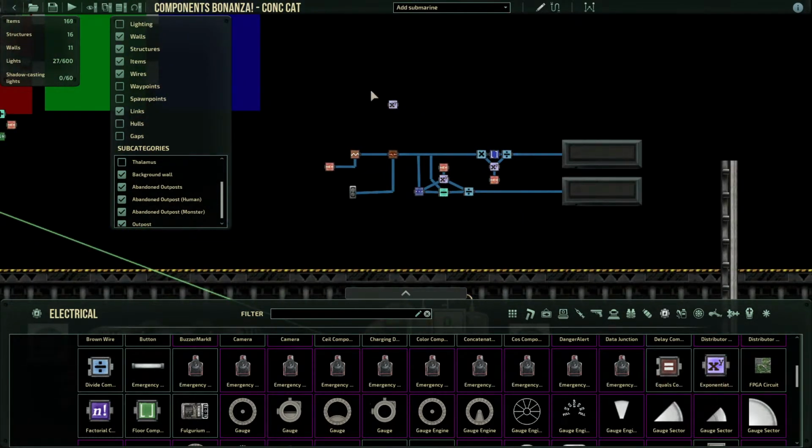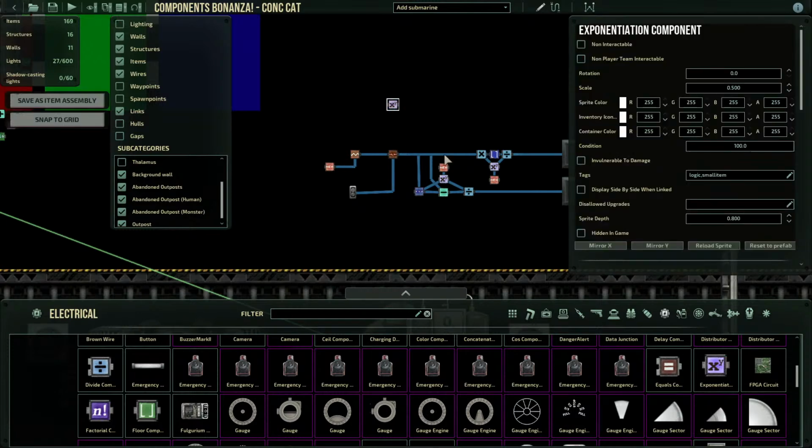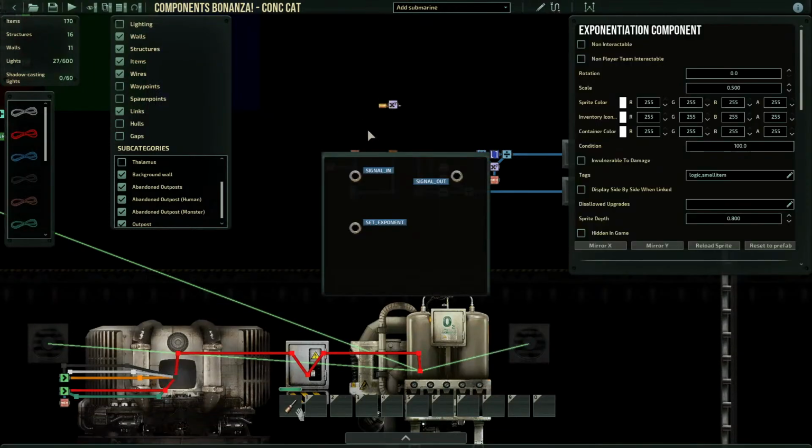Like if you put a string value into an exponent, it turns into a zero. So if you set your exponent to 2, and you put a string value into the signal input, because it's a numeric input, it interprets string values as 0. And so this becomes 0 to the power of 2.